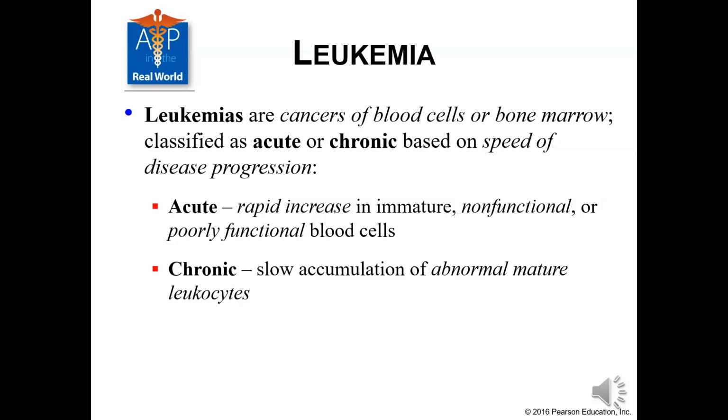The acute, aggressive disease progression has a rapid increase in immature, non-functional, poorly functional blood cells. Chronic will have a slower progression, and they basically develop into a slow accumulation of abnormal mature leukocytes. Like chronic lymphocytic leukemia would be an abnormal lymphocyte, but it's generally from a chronic, slow accumulation of these abnormal leukocytes.